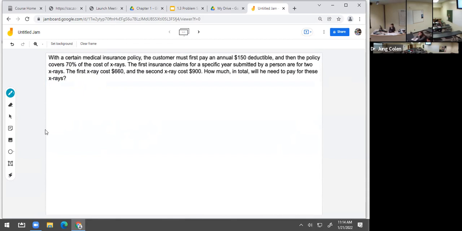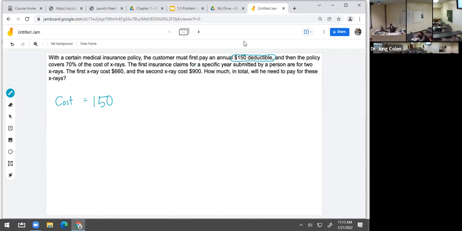With a certain medical insurance policy, the customer must first pay an annual $150 deductible. So you have to pay $150 at the beginning. That's why you need to pay. So I'm going to put that as something like cost. Is that okay? Cost is what I need to pay. 150.